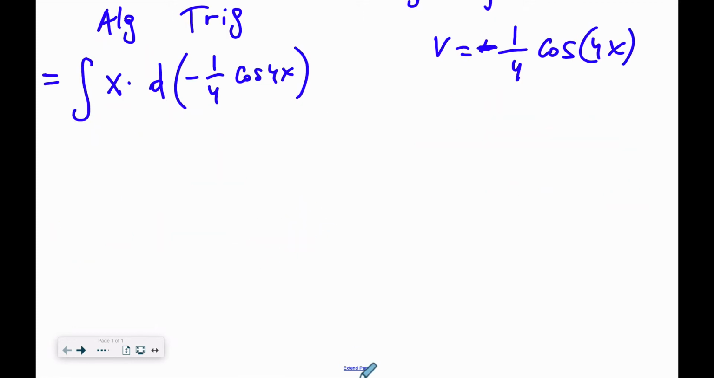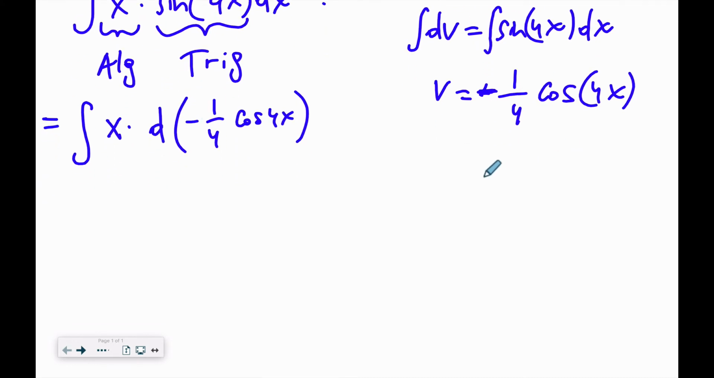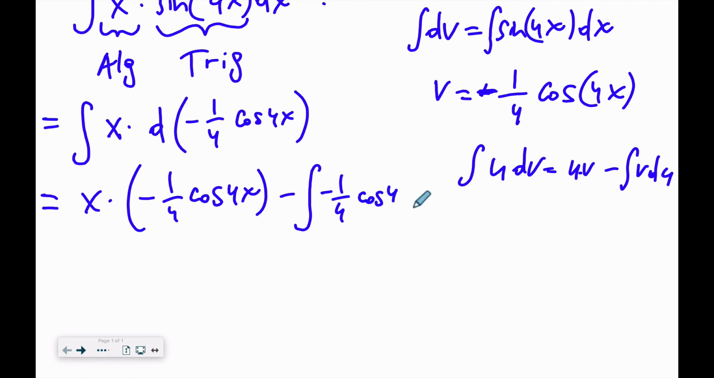And then the next step is to find out dv. Okay, dv is this. And then we'll have u times dv. As you recall, guys, the integration by parts formula is that the integral of u dv is equal to uv minus the integral of v du. So here it's u times v, so x times negative 1 over 4 cosine of 4x here, and then minus the integral of v du. So we have negative 1 over 4 cosine 4x, and then dx.